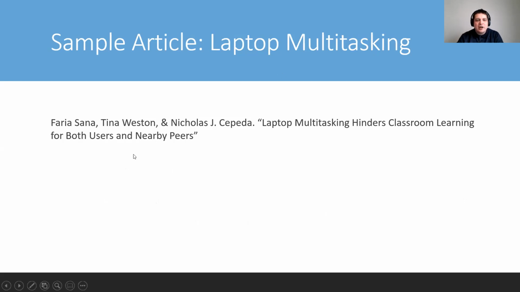This is from an article by these three authors called Laptop Multitasking Hinders Classroom Learning for Both Users and Nearby Peers. I rather like this article because I've been on both sides of the desk there. I've often had my laptop out during classes, and much later, when phones were actually smartphones, would occasionally have that out. I did try to keep at least the phone in my backpack when I was a student. But of course, as a teacher, I see this all the time.